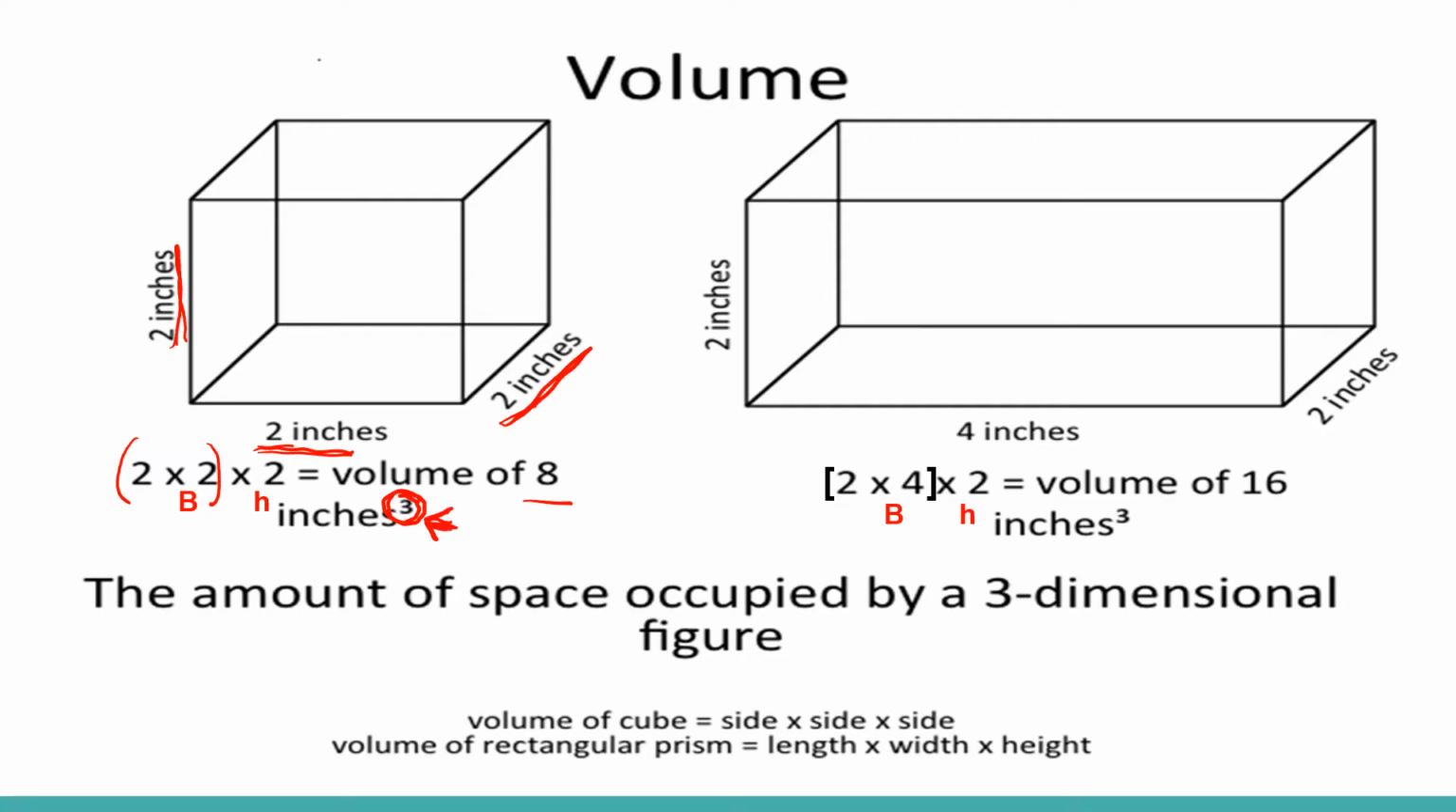If I look at this rectangular prism, just because it's an elongated cube, my process doesn't change. I still have my base, big B, which is this shape right here, the base of the object, what the object sits on, which is 4 times 2. That's the area of my base. That's my big B. 2 times 4 is 8. I take that 8 and I multiply it by the height of 2, which gives me 16, again, inches cubed. The shape is a cubic shape. So the amount of space occupied by a three-dimensional figure is its volume. All right?